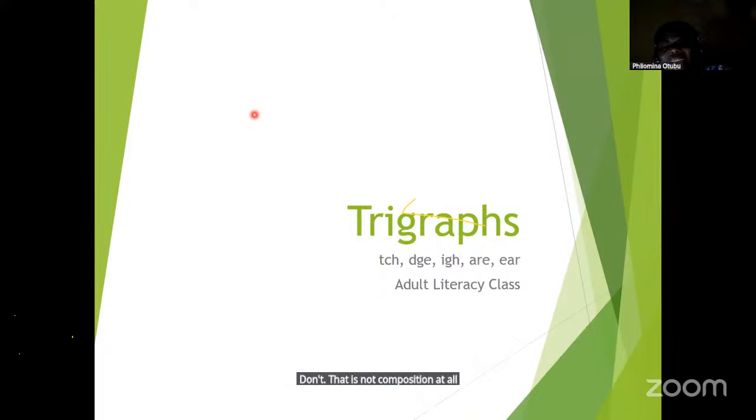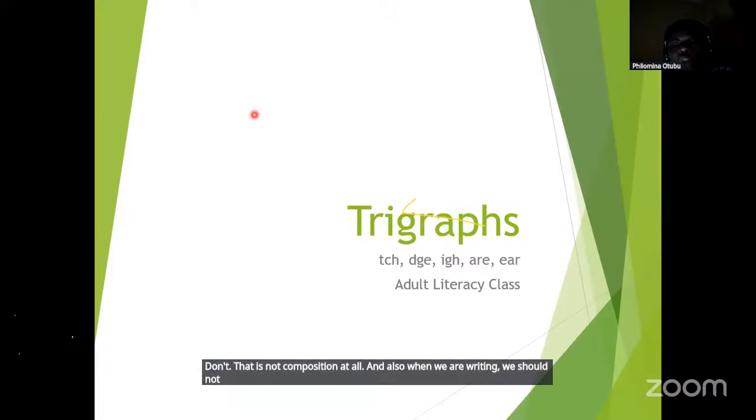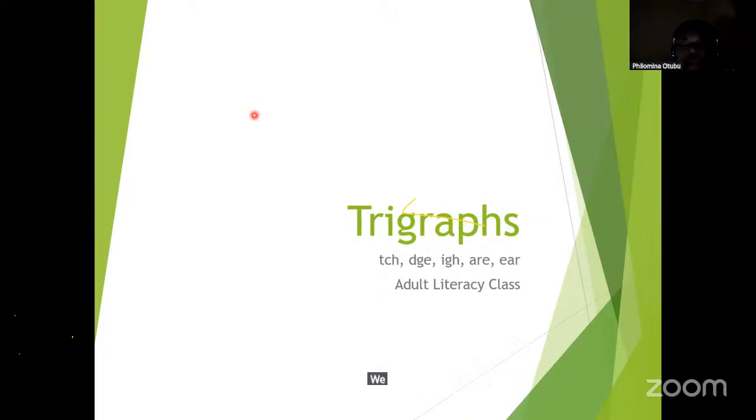And also, when we are writing, we should not number it. Some of us wrote number 1, my name is Chinwendu. Number 2, I'm from a large family. Number 3, and so on. No. You are not supposed to number your composition.